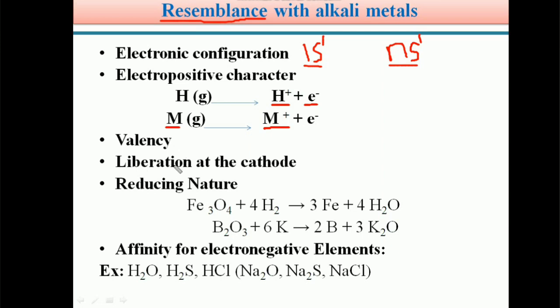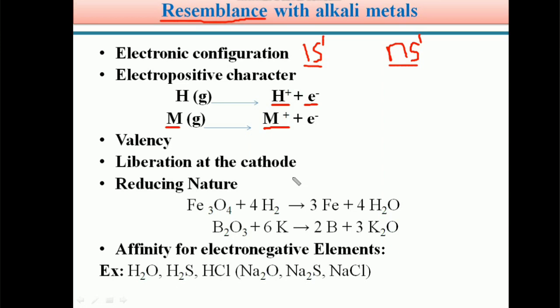Next resemblance is liberation at the cathode. In the electrolysis of water, hydrogen is liberated at the cathode only. When you see the electrolysis of water, H2 gas, hydrogen, is liberated at the cathode. Similarly, during electrolysis of molten alkali metal salts, for example sodium chloride or potassium chloride, the alkali metal is deposited at the cathode. So similarly, like alkali metals, hydrogen is liberated at the cathode during the electrolysis of water.